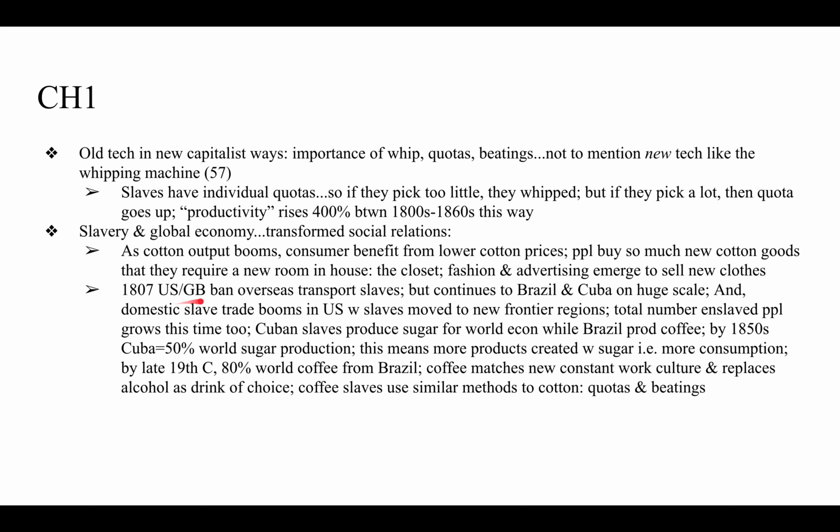In 1807, the U.S. and Great Britain banned the overseas transport of slaves, but they continued to Brazil and Cuba on a huge scale, and the domestic slave trade boomed in the U.S. as slaves moved to the new frontier regions. And the total number of enslaved people at this time grew as well. And of course, Cuban slaves were essential for the global capitalist economy because they produced sugar, while Brazilian slaves produced coffee. And most of the coffee and sugar at this time were coming from these two places.